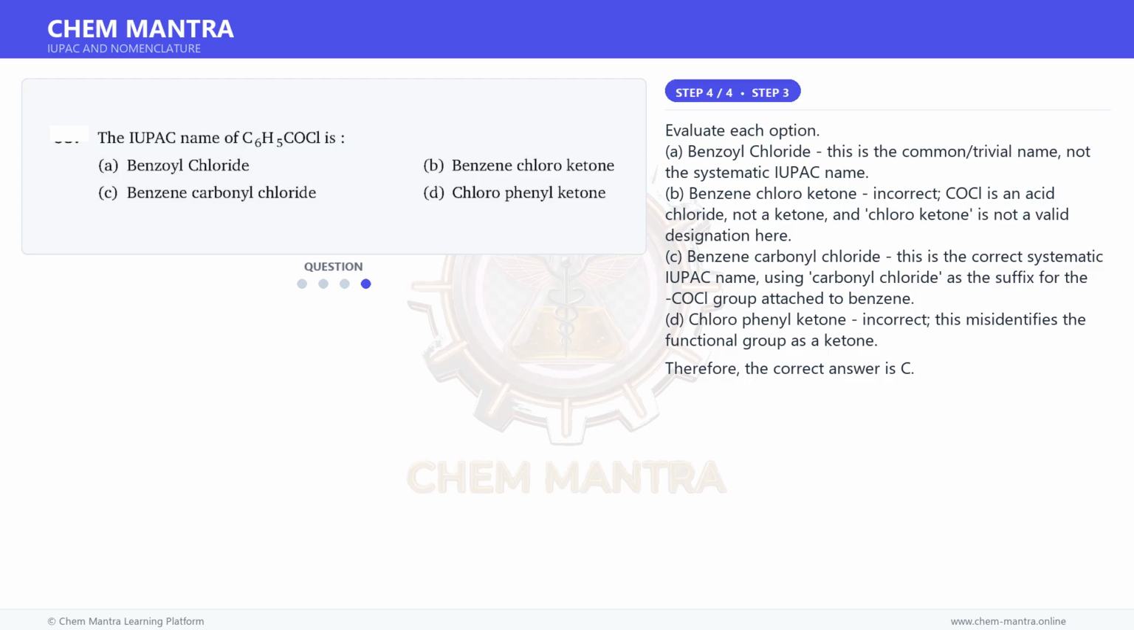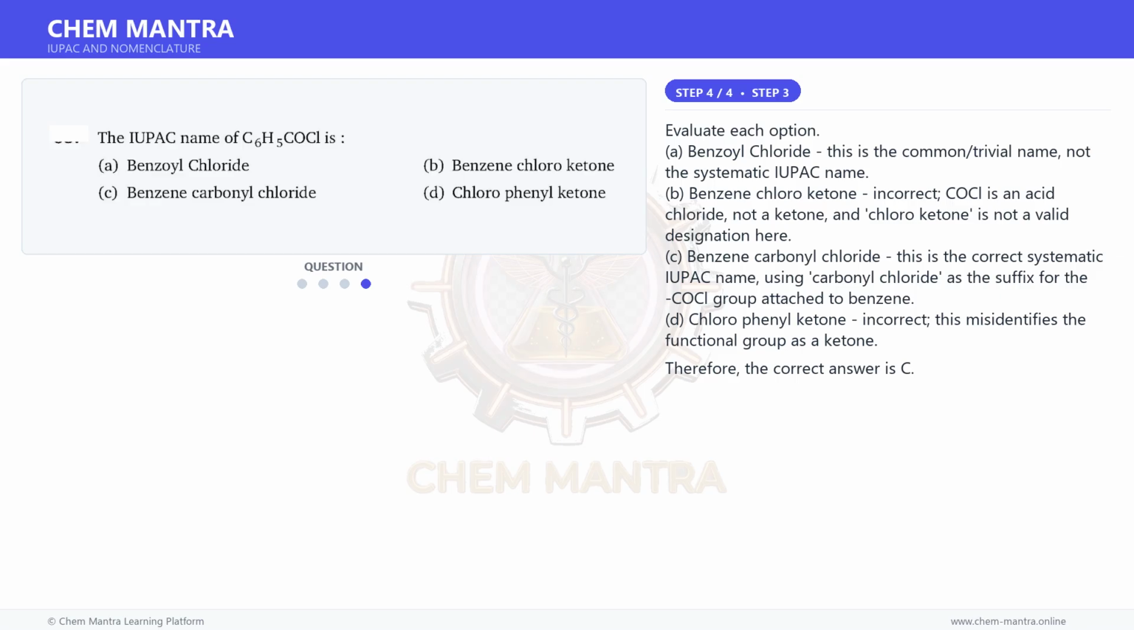And for the final step, evaluate each option. A. Benzol chloride. This is the common trivial name, not the systematic IUPAC name. B. Benzene chloroketone. Incorrect. COCl is an acid chloride, not a ketone, and chloroketone is not a valid designation here.